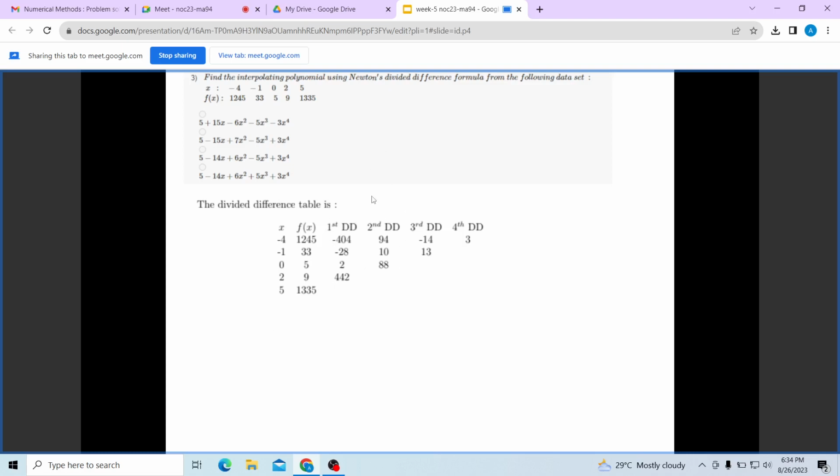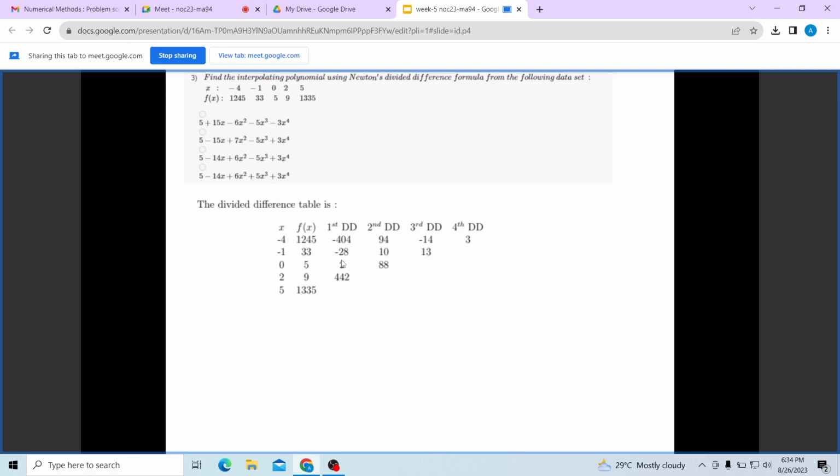Similarly, now calculate the second divided difference column. How will you get it? So for that you use these two elements, minus 404 and minus 28. So here it will be minus 28 minus 404 divided by minus 1 of minus 4. Okay, calculate it. Sorry, 0 minus minus 4. So you'll get 94.